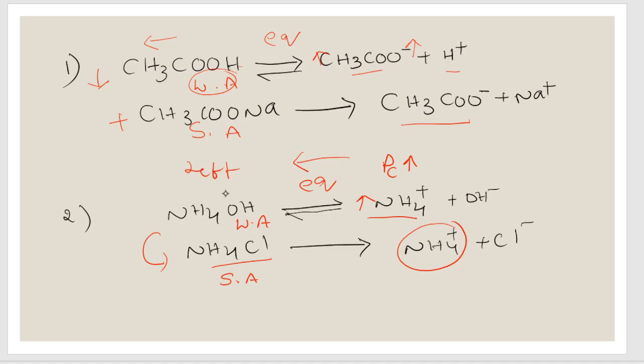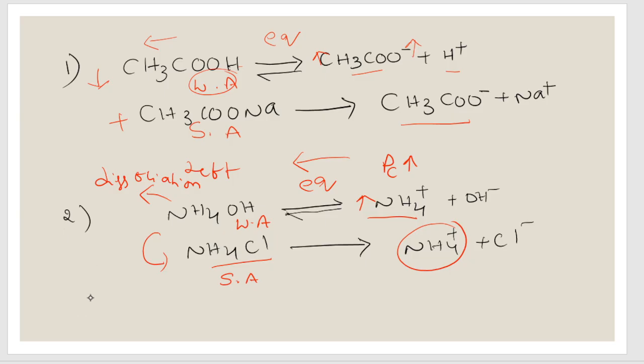That means the backward reaction takes place. What does it mean? The dissociation is suppressed. The dissociation of NH4OH is suppressed because of the common ion of the strong electrolyte, and this effect is called the common ion effect.